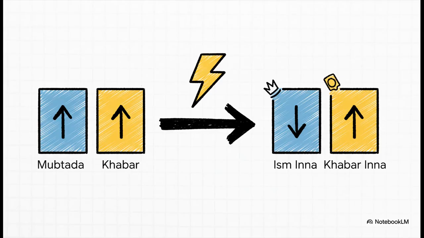You know, this is such a big deal grammatically that the parts of the sentence actually get new names. The subject isn't just a mubtada anymore. It's now called ism inna, the noun of inna, and the predicate becomes khabar inna. That's how you know this particle isn't just visiting the sentence, it is taking over.